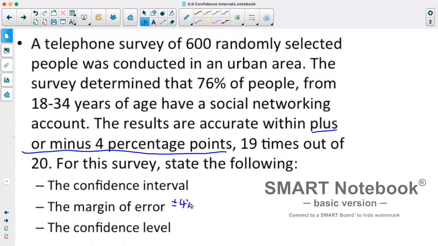Now our confidence interval is that and our original percentage. So 76 plus or minus 4%. So that's the same as 76 minus 4, so 72%, to 76 plus 4, so to 80%. Our confidence level is how often we expect it to be correct. So we expect it to be correct 19 times out of 20. We do that division, that gives us 0.95, which as a percentage would be 95% of the time.